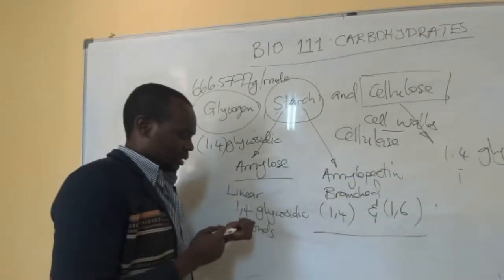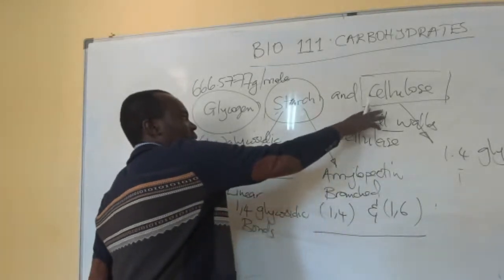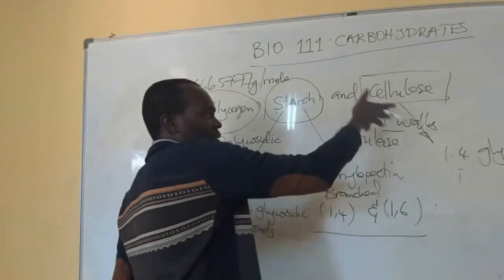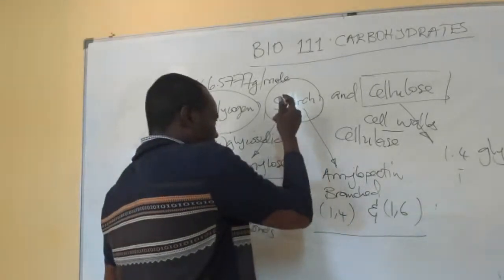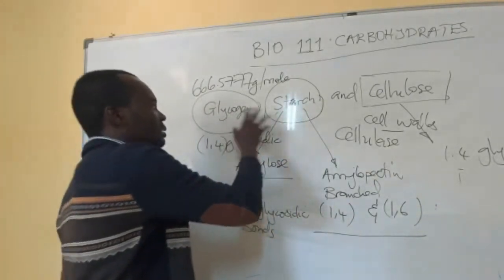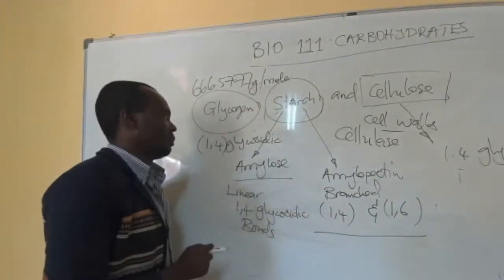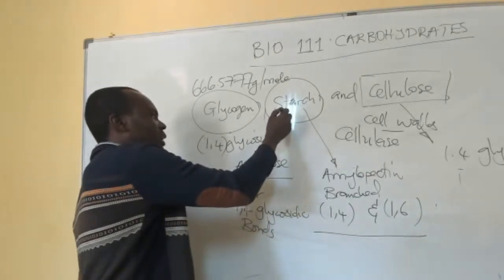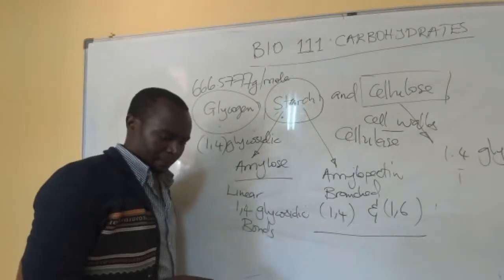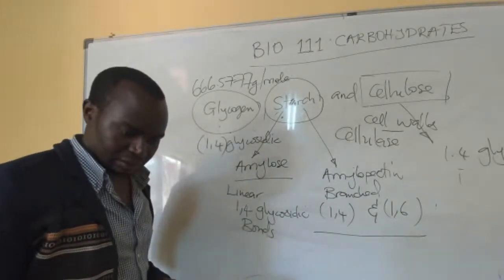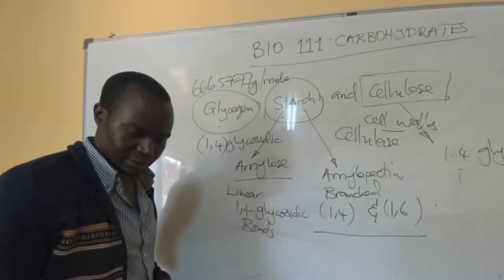Then you can also differentiate them based on function. Cellulose is used to provide structure in cell walls, because cell walls for plants are largely made up of cellulose, whereas starch and glycogen are storage carbohydrates. That one is a structural carbohydrate. This one is used to store energy-rich monomers such as glucose. I think those are some of the major differences between those two.